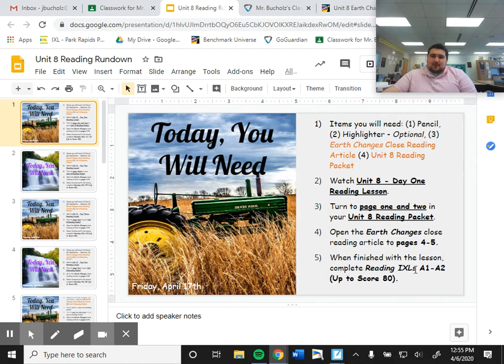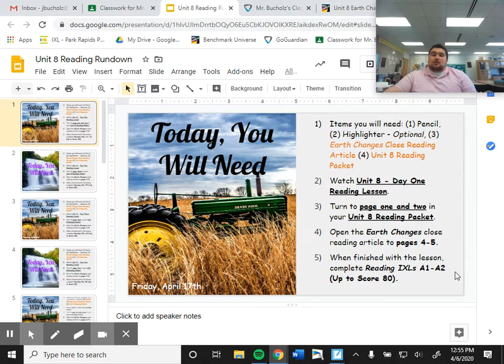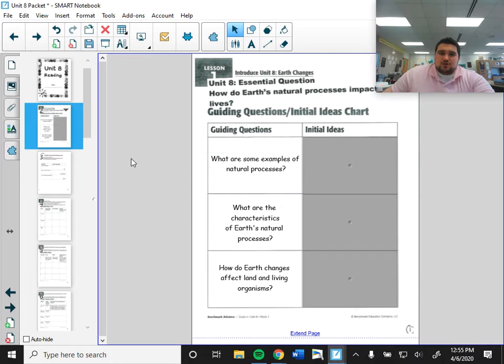And then after that, you're going to do reading IXLs A1 through A2. That one might be done already for you guys. If you are done with that one already, don't worry about it. If you haven't done IXLs from the last unit, make sure to finish those up. All right, let's get started. First we're going to introduce our Earth Changes unit.